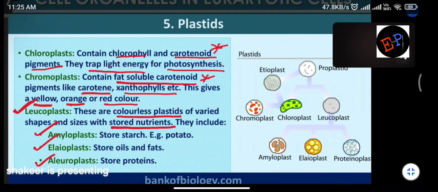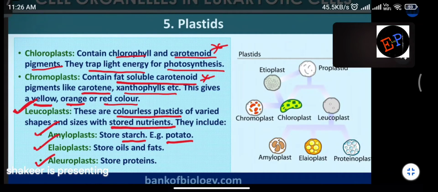Okay, ma? So amyloplast, what will it do? It will store energy in the form of starch. Example is potato. So therefore, in potato, food is stored in which plastid, ma? Food is stored in amyloplast, and amyloplast is a type of leucoplast. Leucoplast is a type of plastid. This sequence you should remember. Are you able to understand?